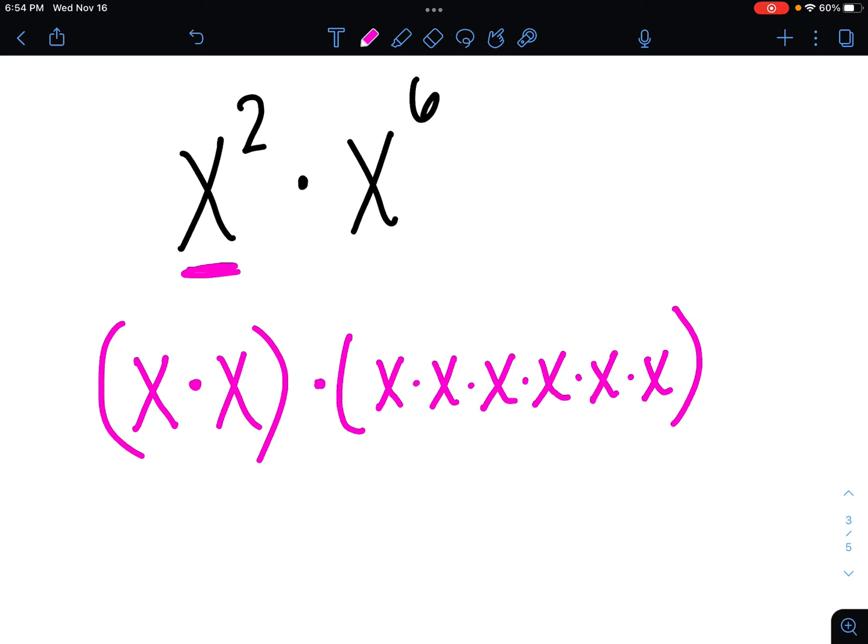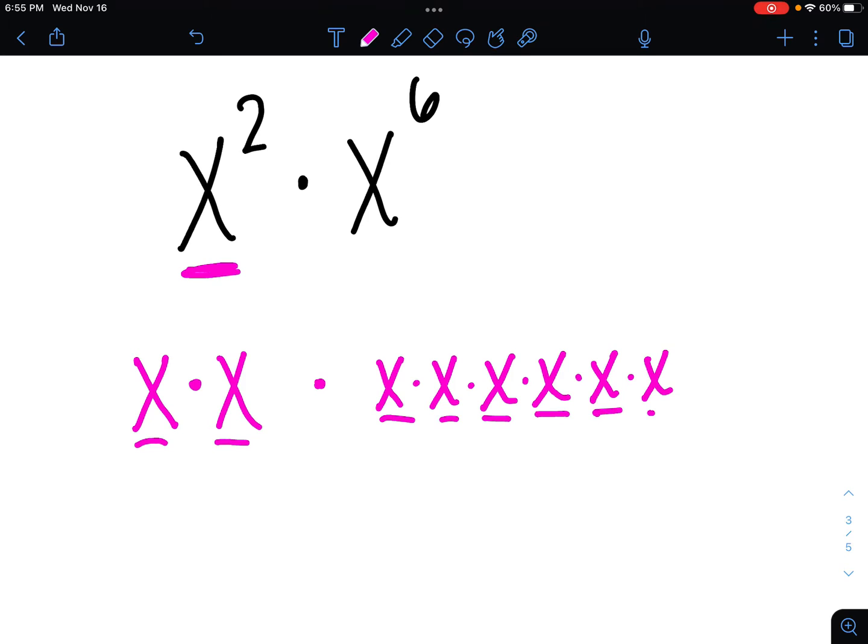Now, all we have here is multiplication. So really, we could write all of these without the parentheses, and it's all just multiplication. So what we have is x being multiplied 1, 2, 3, 4, 5, 6, 7, 8 times, which we write as x to the 8th power.